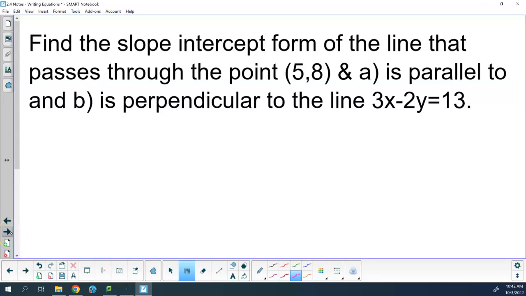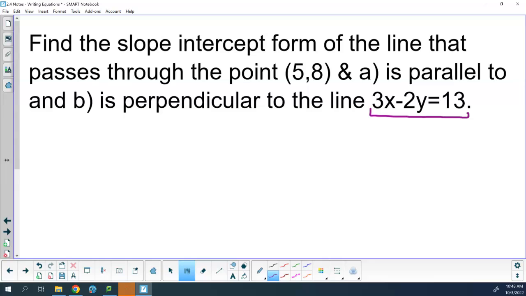One last one. So I want you to find me the slope-intercept form of the line that passes through the point (5, 8), and A is parallel to, and B is perpendicular to that line. So both parallel and perpendicular. They are different, so you'll have to do 2 different problems for this one. Go for it. So the first thing that we need to do is find the slope of that line, because everything that we do is going to be based off of that.